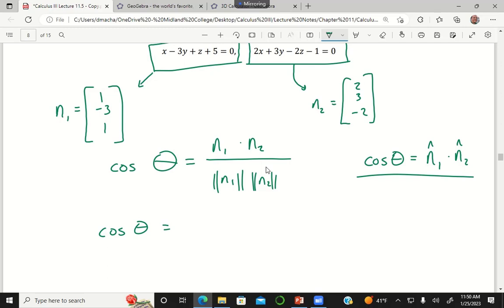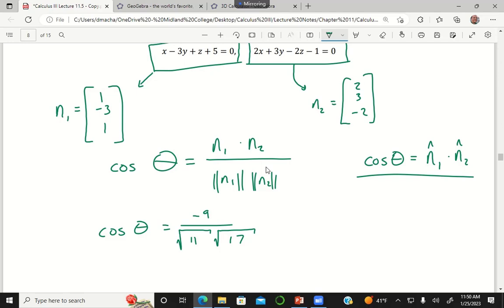Anyways, n1 dot n2 would be 1 times 2, 2, plus -9 plus -2, so it would just be -9. The norm of n1 would be root 11, and the norm of n2 would be root 17.